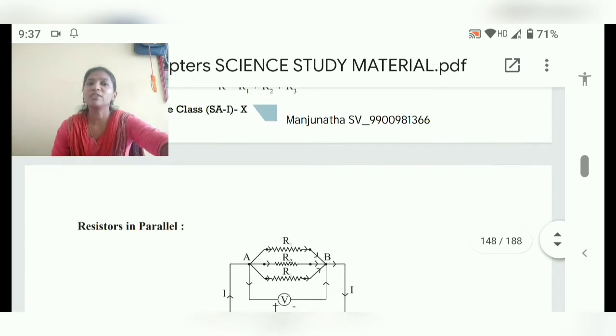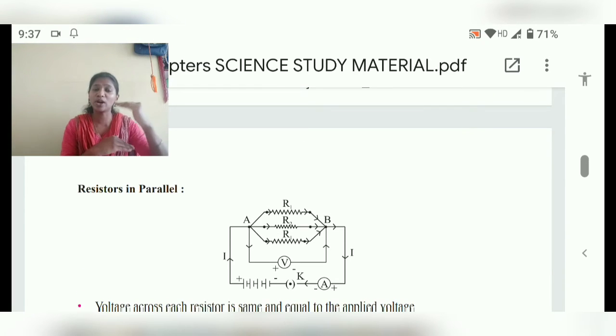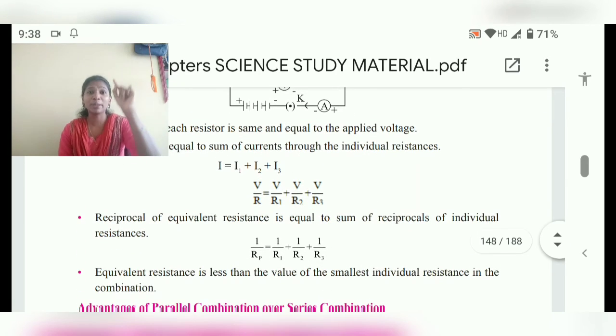Next, if the resistors are connected in parallel. Parallel means one above the other. Here, to find the equivalent resistance, 1 by R will be the reciprocal sum, 1 by R1 and so on.